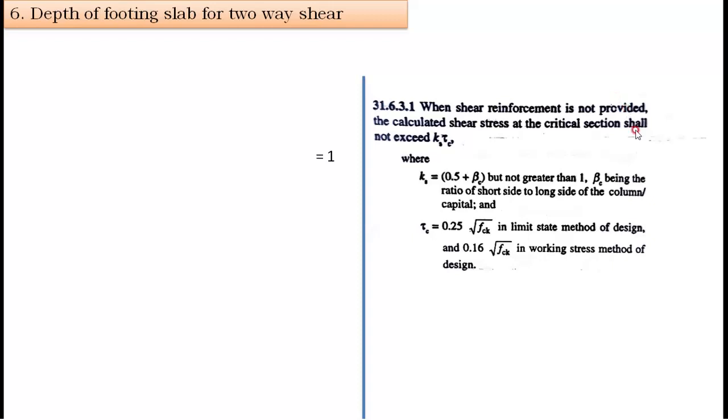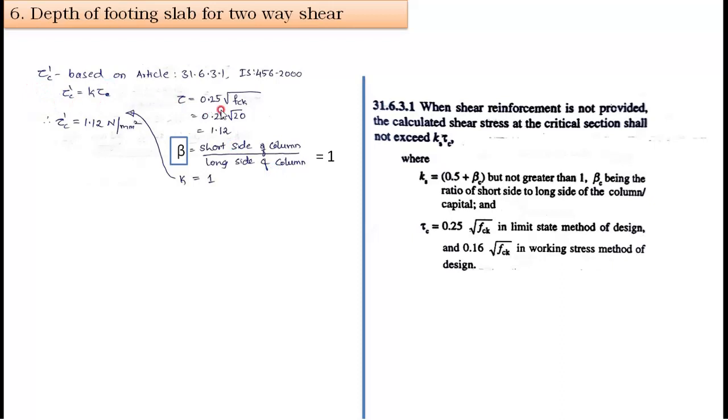Now as we already know, IS code suggests how to determine shear strength for the section for two-way shear, that is Ks into tau c, and Ks equal to 0.5 plus beta c, and tau c equal to 0.25 root fck for limit state method. This I will use here. This tau I will calculate as 1.12, and beta is the short side of the column to the long side of the column. Here both columns are square, therefore I will get 1, and if I substitute this beta here, 0.5 plus 1 is 1.5, which is greater than 1, but it should not be greater than 1. Therefore Ks is restricted to 1, and if I substitute that here, I will get tau c equal to 1.12 Newton per mm square.